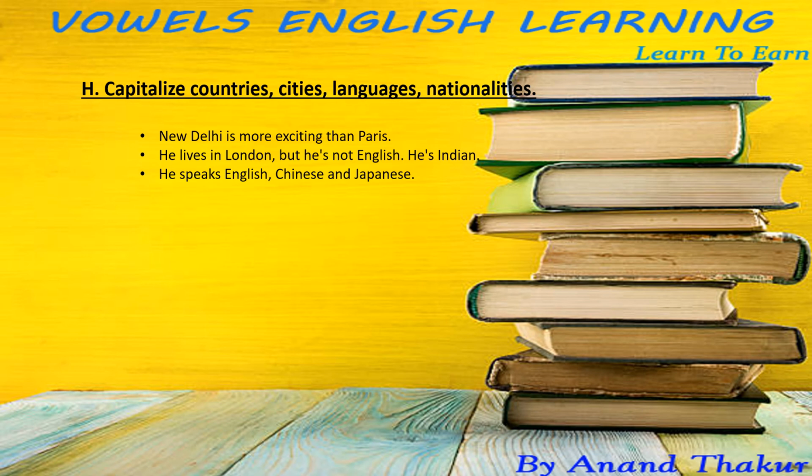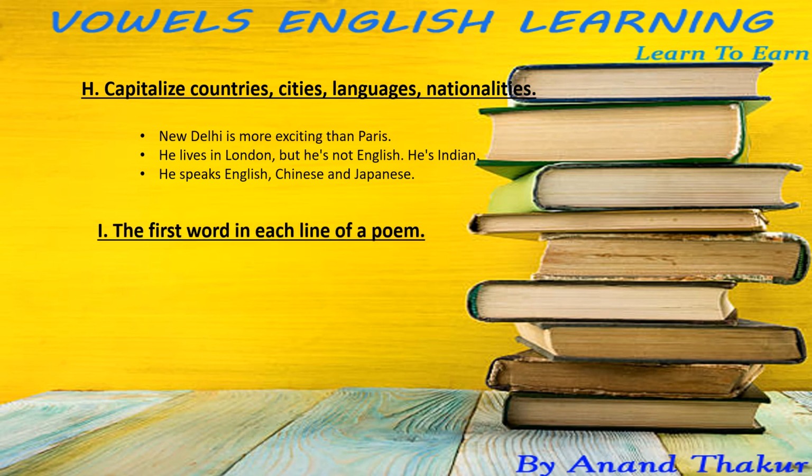Next example: he speaks English, Chinese, and Japanese. Here, English, Chinese, and Japanese are languages, so the first alphabet of a language should be in capital. E, C, and J should be in capital. Also, if we are going to speak about Hindi, the H should be in capital if it is used as a language, not as a subject. Okay, now we move to the next rule.